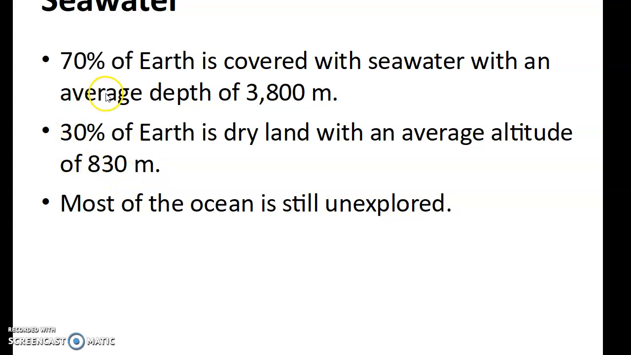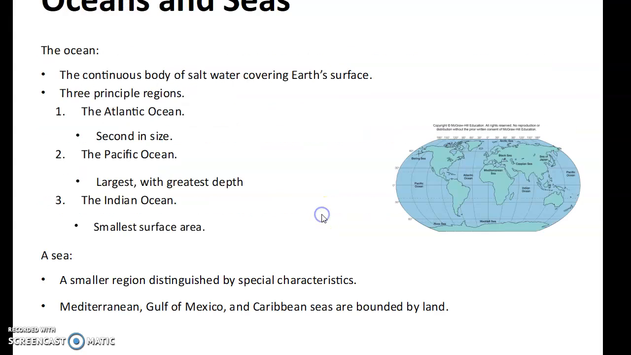Seawater, 70% of the earth is covered by seawater. Average depth, 3,800 meters. Okay? 30% of the Earth is dry land with an average altitude of 830 meters. Most of the ocean is still unexplored.